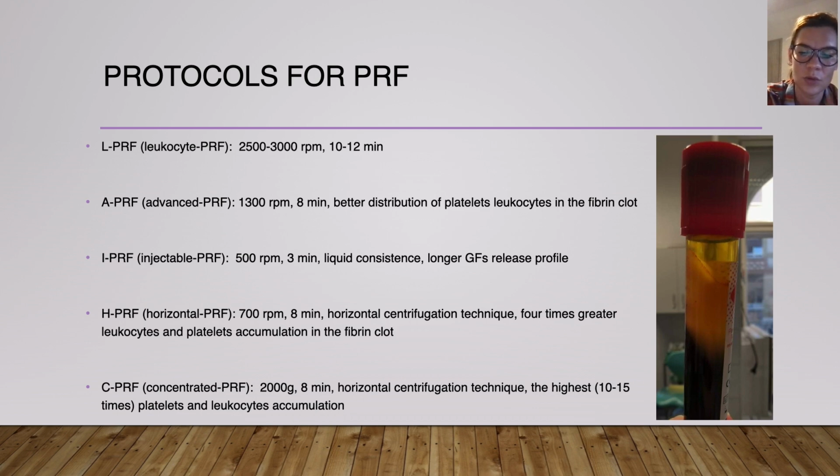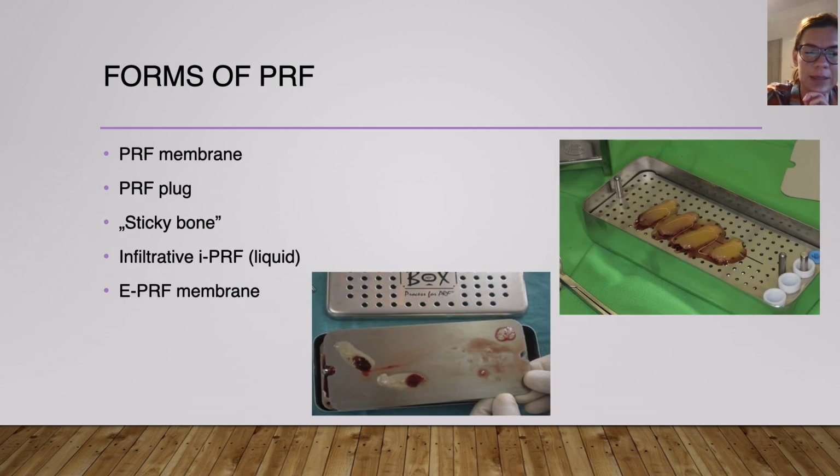It could be used for producing a special type of PRF. I will explain you a little bit later. And with the horizontal technique, we could reach the H and the CPRF as well. The CPRF has the highest accumulation of the plate and the leukocytes inside.